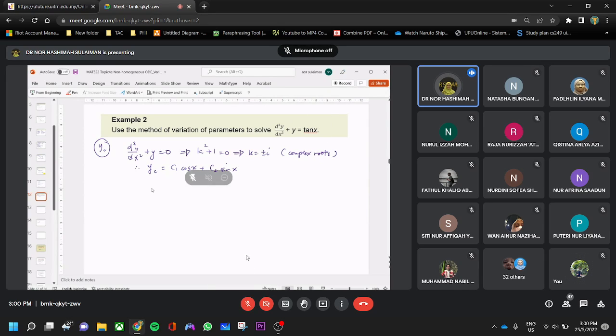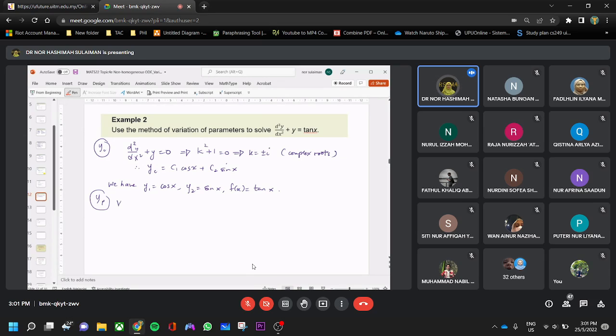Dah. So maknanya kita boleh ambil betul-betul bulat-bulat ni tangent sebagai f of x. Alright. So maknanya we have y1 being cos x, y2 being sin x, and f of x is tangent x.